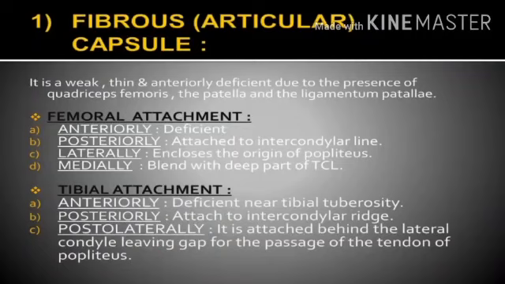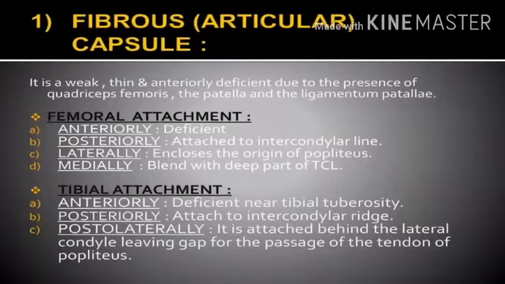Fibrous capsule. The meaning of capsule is just covering. So the fibrous capsule, also called the articular capsule, is weak and thin, and anteriorly deficient due to the presence of the quadriceps femoris, the patella and the ligamentum patellae.